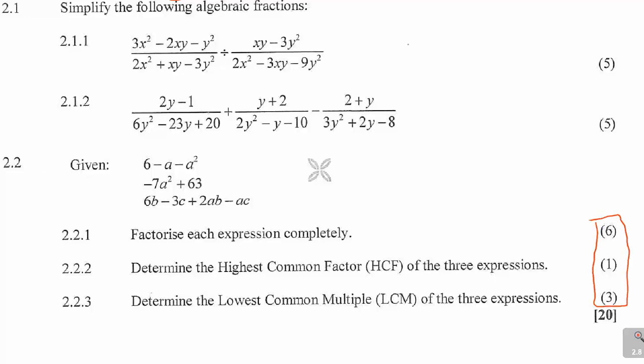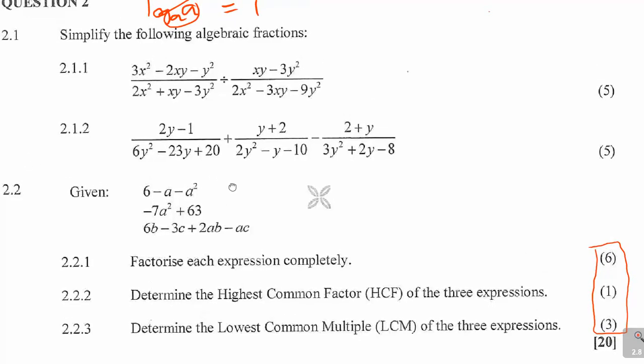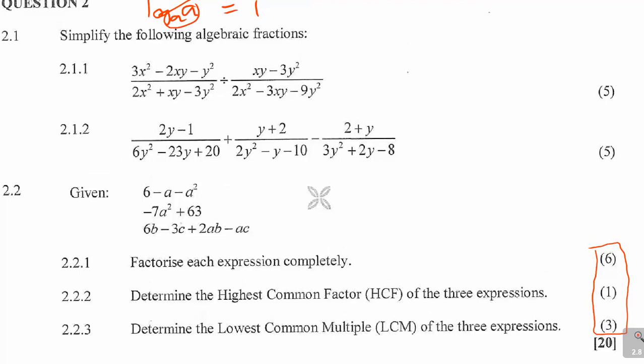You know, it was quite a lot of marks, and I think you could have done way, way better to get all those. I think it's 10 marks for the LCM. Now, it says given 6 minus a squared, minus 7a squared plus 63. Factorize each expression completely. So let's start with the first one.